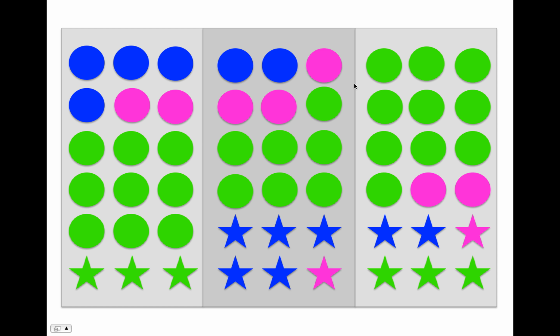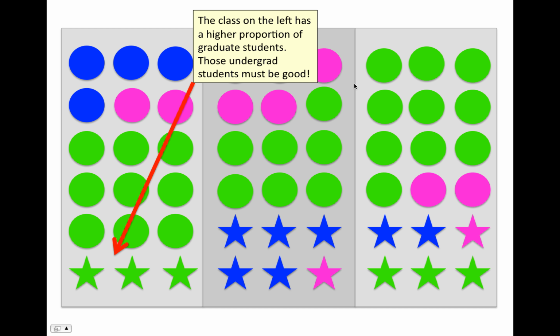Well, actually, in this case, I'm sorting by the shapes, right? First it's the stars and then it's the circles. I'm sorting by the shapes. So in other words, I'm sorting by undergrads or grads. As you can see here, in the first box, we have a lot more graduate students than undergraduate students. So maybe that means, okay, these undergrads represented by the stars must be very good, right? There are very few of them in this class, where most of the students are graduate students.